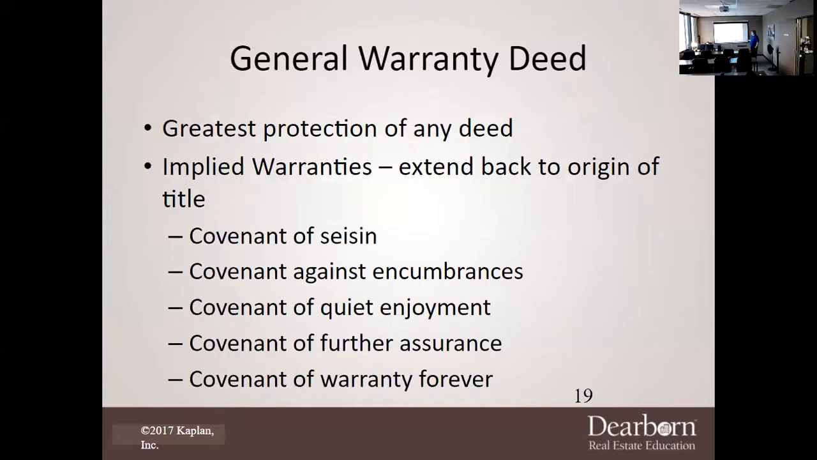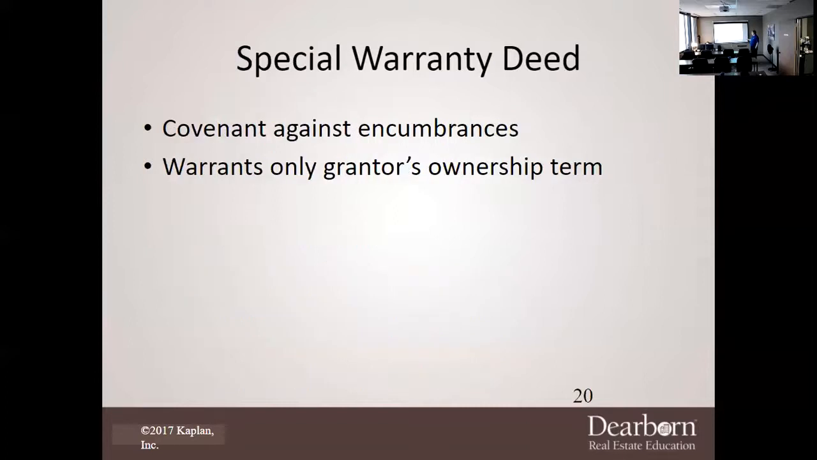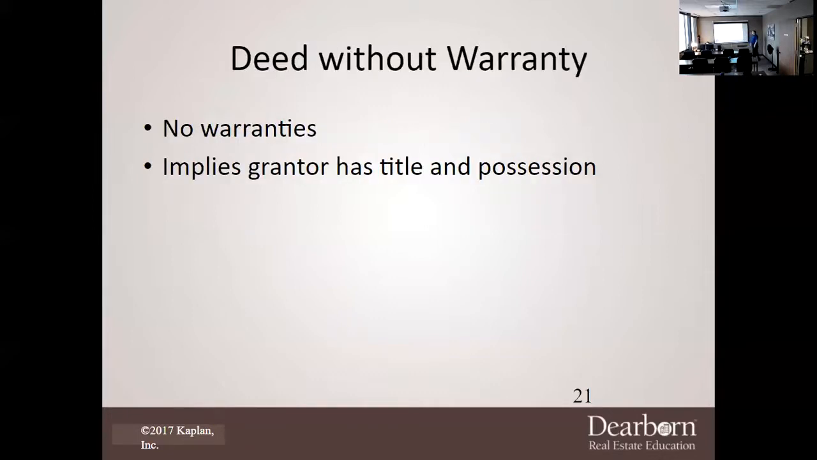So if you notice back here, look at all these implied warranties. Do you see that over here? No. It only has the covenant against encumbrance. That's it. There's only one covenant. Look at this deed without warranty. This says no warranties, clear as day. And it implies the grantor simply has title and possession.